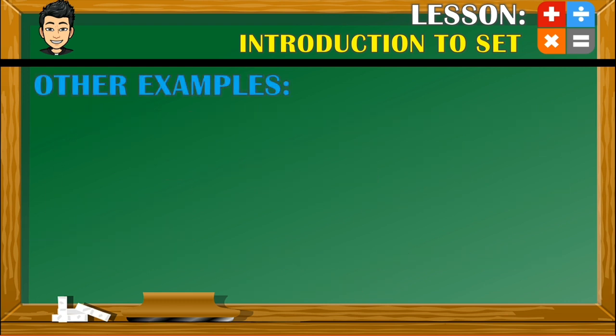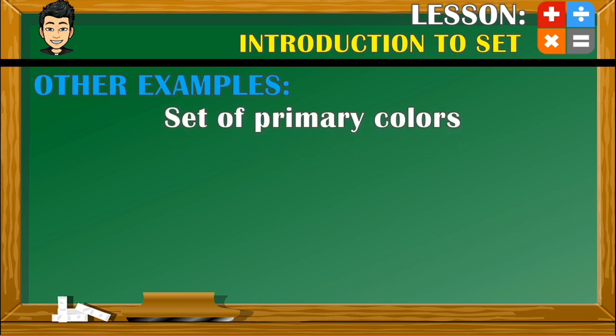Let us have more examples. This time we have set of primary colors. Let us name our set as set P. Our elements then will be red, yellow, and blue. By the way, arrangement of the elements doesn't matter. Writing the elements as red, yellow, and blue is just the same if you write it as yellow, blue, and red. This goes as well with our previous examples.